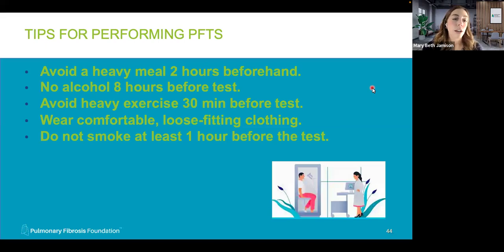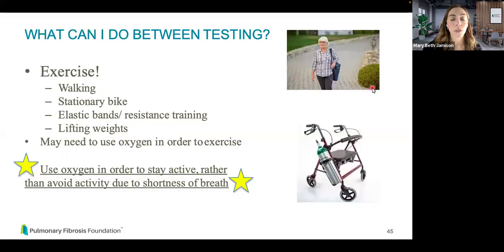We do advise avoiding a heavy meal 2 hours beforehand, so you're not unable to take those full breaths because of a full stomach. No alcohol 8 hours before the test. Avoiding really heavy exercise right before the test. Just wear comfortable, loose-fitting clothing, something that you can take full breaths in. And then, of course, no smoking at least 1 hour before the test, as it can affect your results quite a bit.